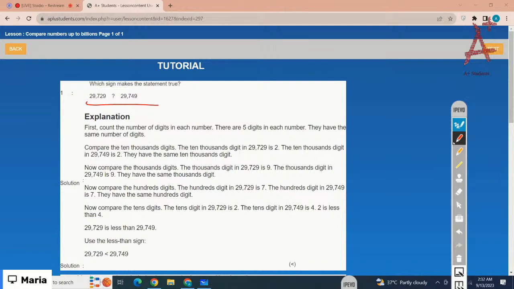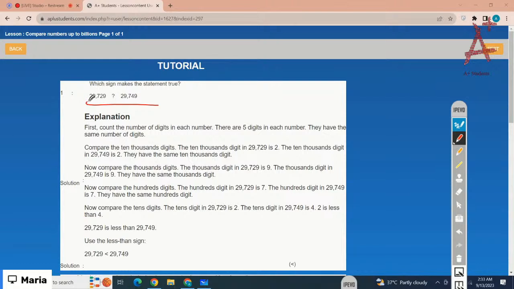Okay, so how do we compare numbers? Just look at both numbers. They have exactly the same number of digits, five digits each, right? That means they have the same number of digits. Then you have to compare the digit at the highest place value.